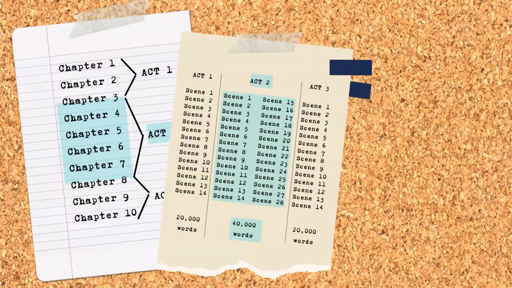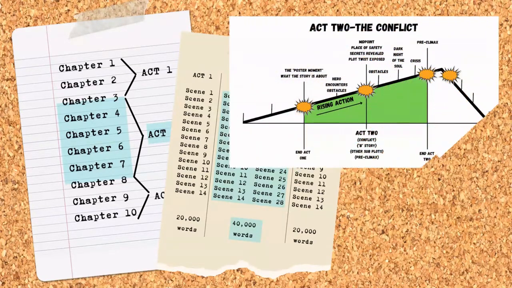Even after a strong start, the second act is where the story can seem to drag if the author isn't careful. Here we see the story consists of a rising action to the midpoint on the way to the crisis and the pre-climax at the end of the act.